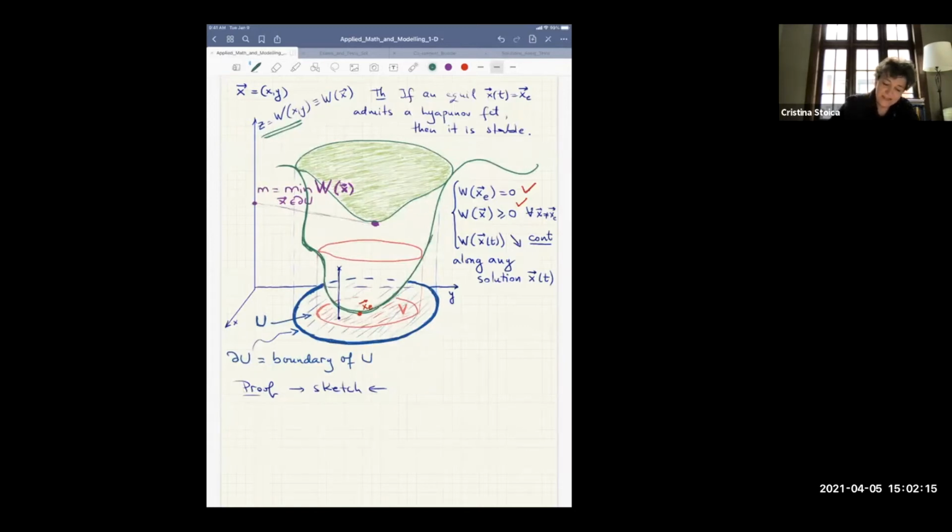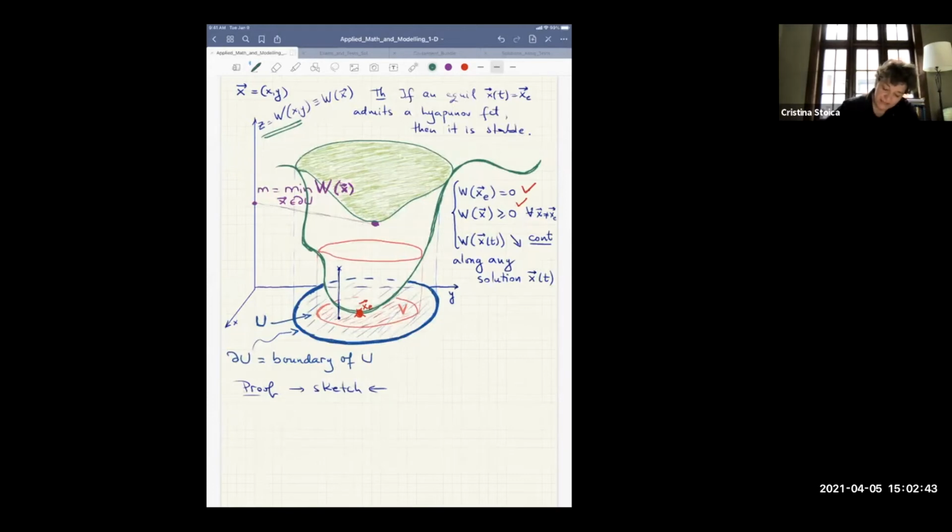On purpose, I made it so that it is not all around the ball, okay? What we know for sure is that around the equilibrium, which is here, down there, this function, this ball, is zero, so it touches the base right in here. And then it is going up nicely, and we have this neighborhood where it stays. All right, so the proof goes like this.